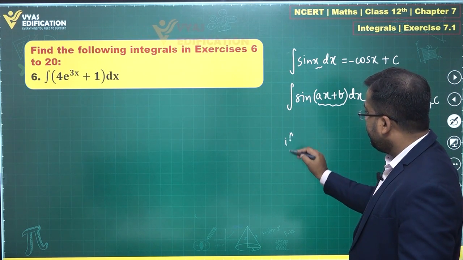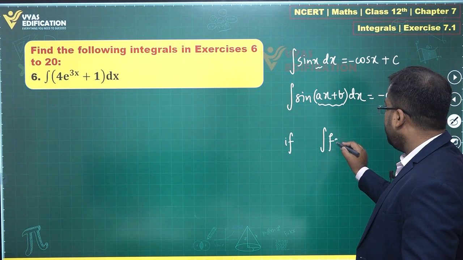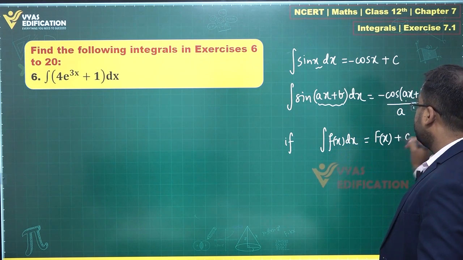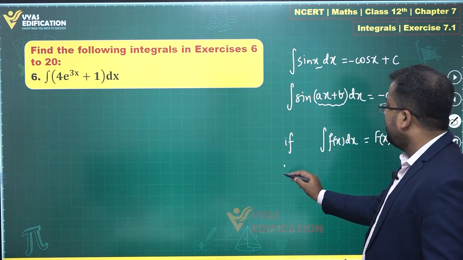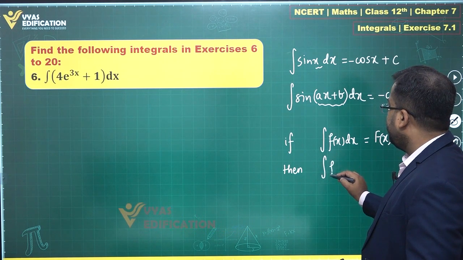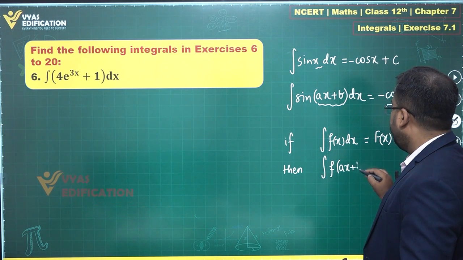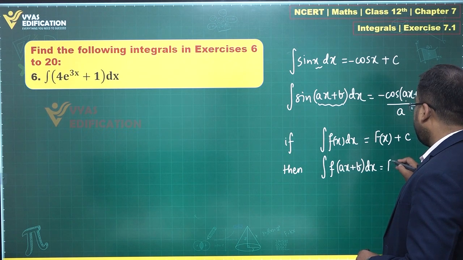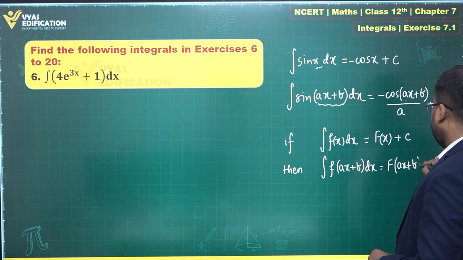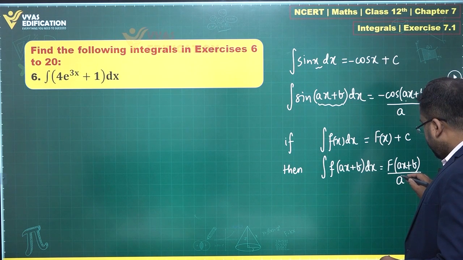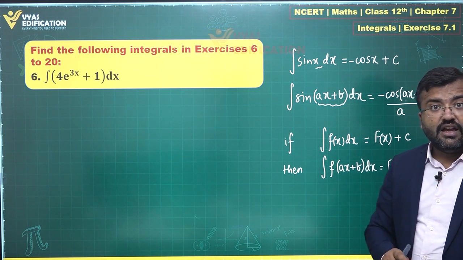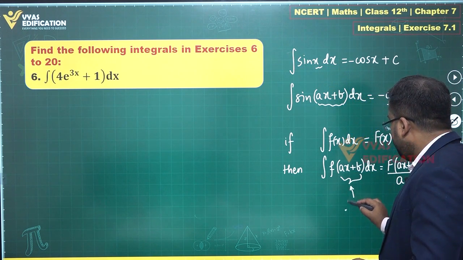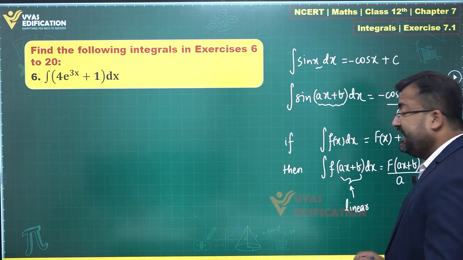So therefore, if the integral of f x dx is equal to capital F x plus c, you should remember that the integral of f of ax plus b dx is equal to capital F of ax plus b, whole divided by this a over here. This a is the coefficient of x, right? And this formula only works when instead of x you have a linear expression of x. Linear polynomial.